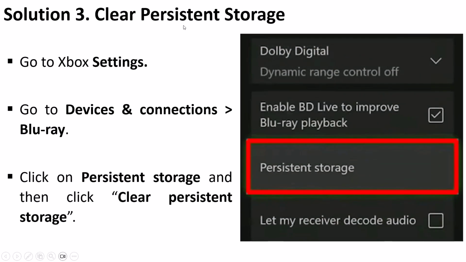Solution 3 is to clear persistent storage. So go to Xbox settings, go to Devices and connections, Blu-ray, click on Persistent storage and then click on Clear persistent storage. And then you can go ahead, launch the game and check. Now if you don't see this feature in your Xbox console, then skip this solution.